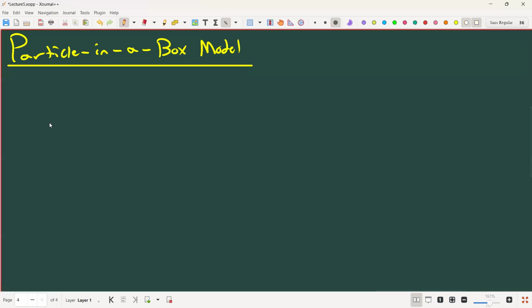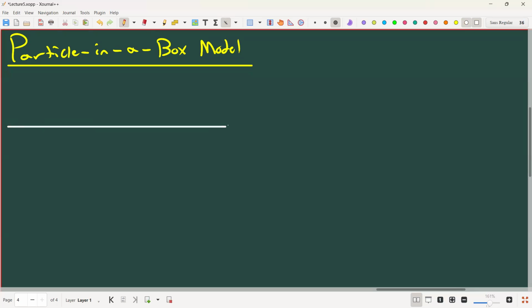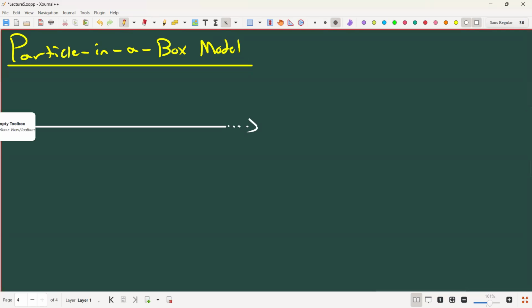So the way I'm going to construct this problem is, again, I have an infinite space, but at two points in this infinite space, I'm going to put two walls that are infinitely high.